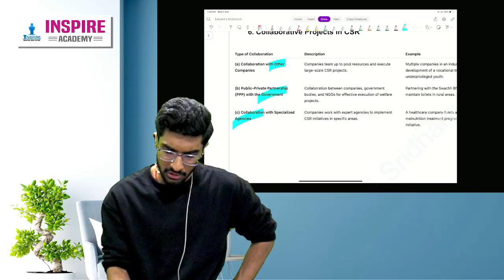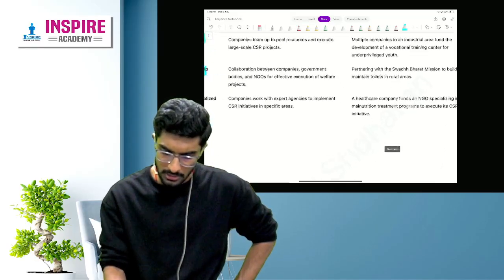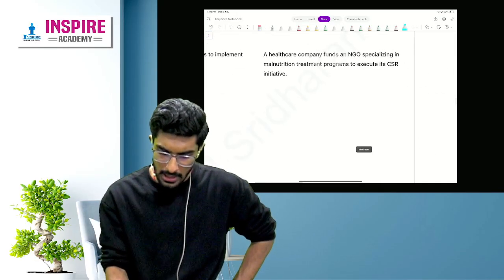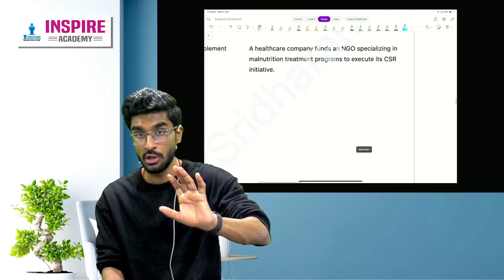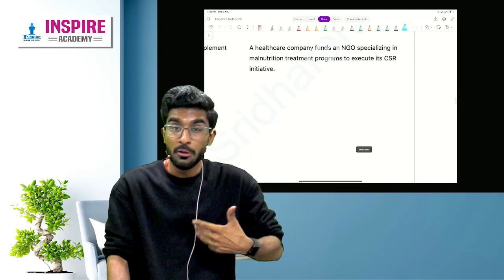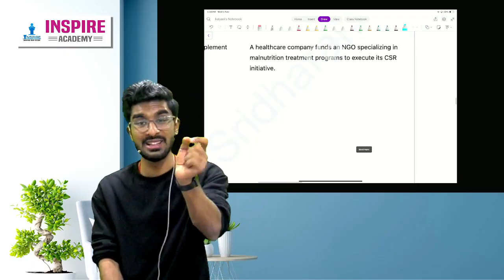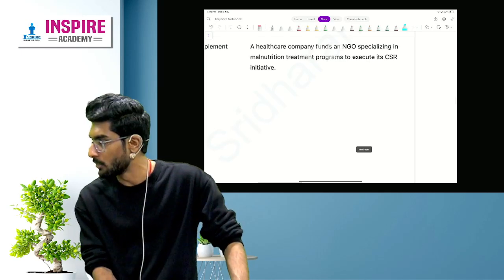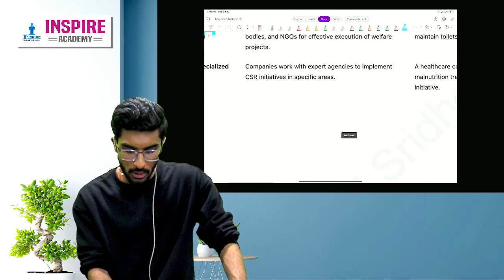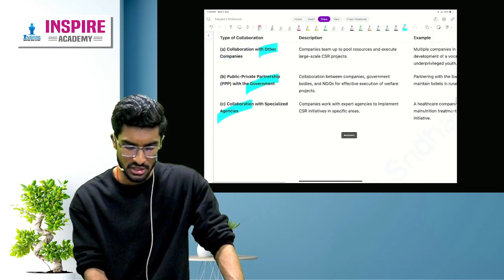And number three is collaboration with specialized agencies. For example, a healthcare company funds an NGO which is specializing in malnutrition treatment programs to execute its CSR project. So, you can also work with expert agencies to implement CSR initiatives in specific areas.